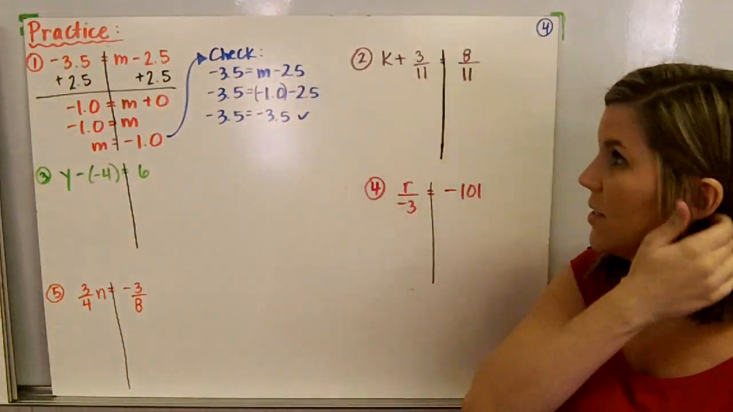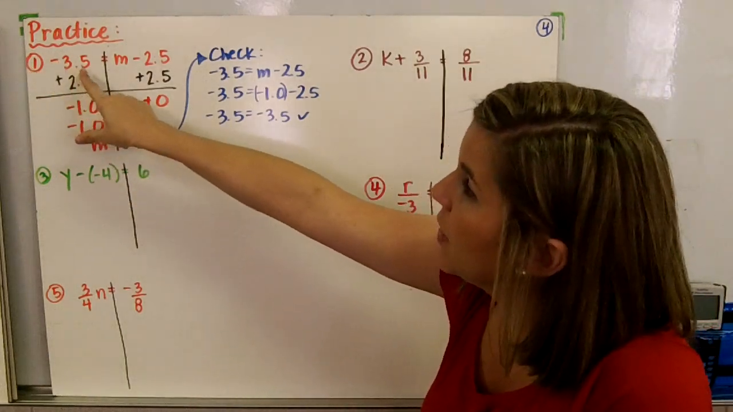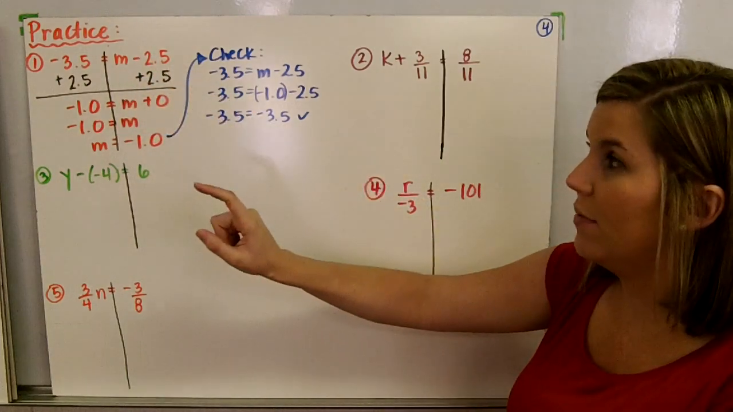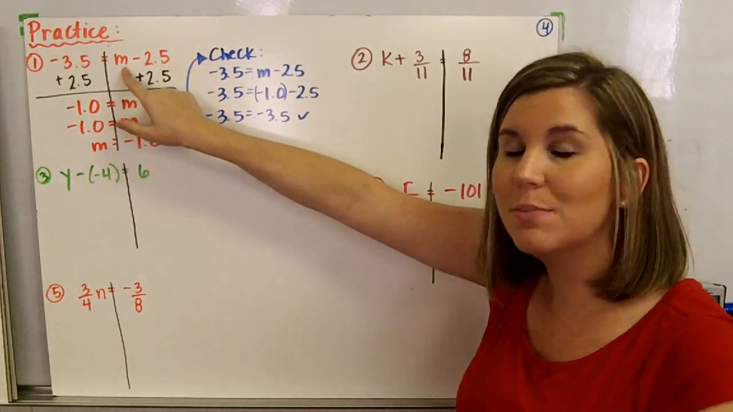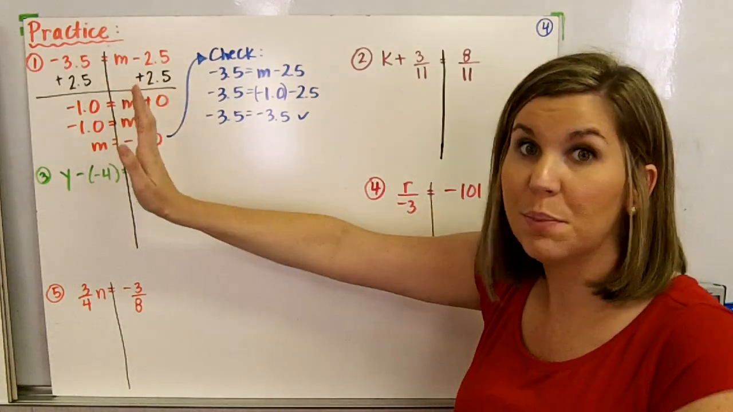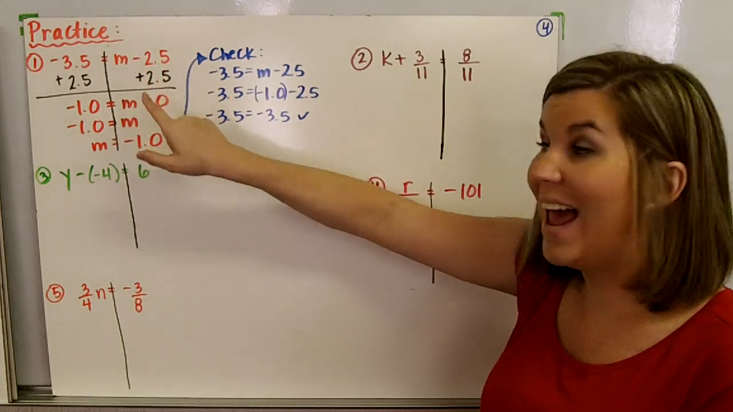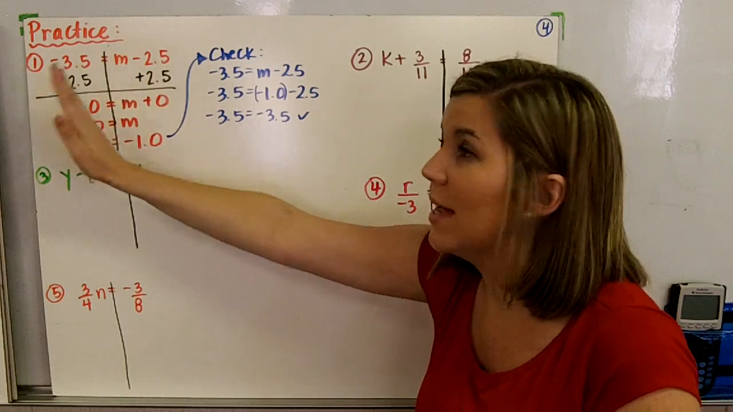Now we're going to do some practice problems. First one, -3.5 equals m minus 2.5. So I have my variable on the right side of the equation. It doesn't matter which side it's on, you're going to get it by itself. So minus 2.5, the opposite would be to add 2.5. Add 2.5 to both sides of the equal sign.